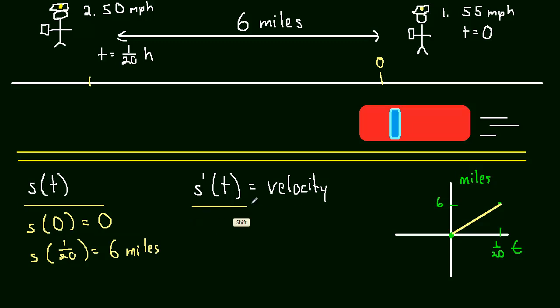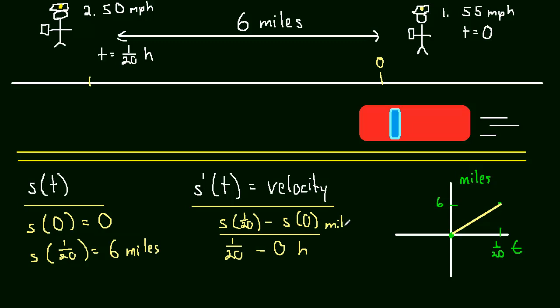To find the slope of a secant line, it's just y2 minus y1 over x2 minus x1. So y2 is s of 1/20, y1 is s of 0, t2 is just 1 over 20. Right, this is just miles and this is in hours, so minus 0, t1 is 0, so this is hours and this is miles. And now we can do those calculations.